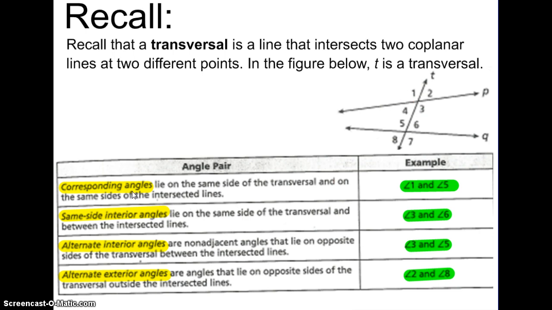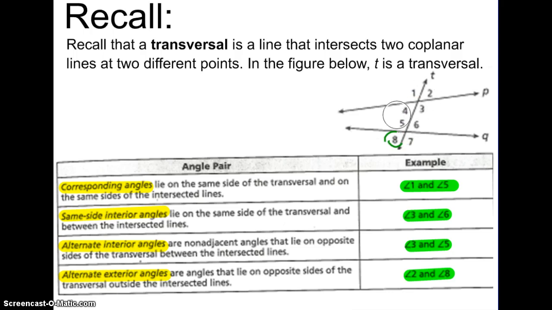So what we need to know is that corresponding angles are angles that lie on the same side of the transversal and on the same side of the intersecting lines. So what that means would be example number 1 and 5. Those angles are corresponding. Notice they both lie above the intersected lines and to the left of the transversal. That could mean that 4 and 8 are corresponding. That could mean that 7 and 3 are corresponding, and it could also mean that 6 and 2 are corresponding. So all of those are pairs of corresponding angles.